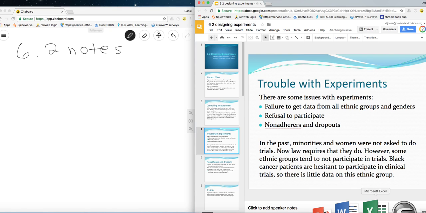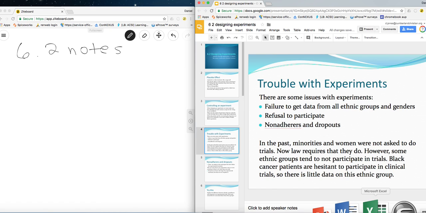And then we also have dropouts, and those are people who start the study, they're doing the study, but maybe their time commitment or maybe their health, they start feeling bad, and so they just drop out of the study altogether. In the past, minorities and women were not asked to be in trials.